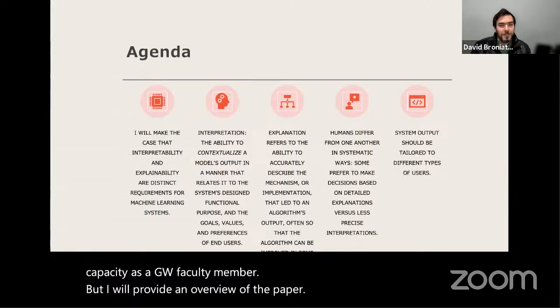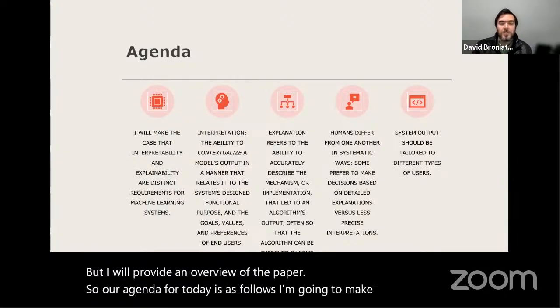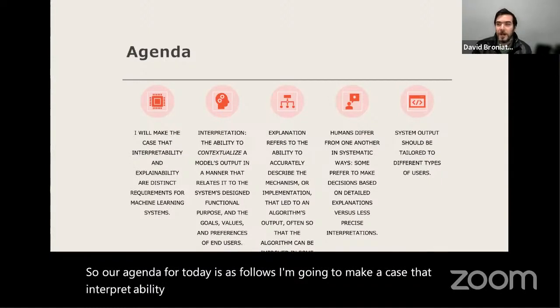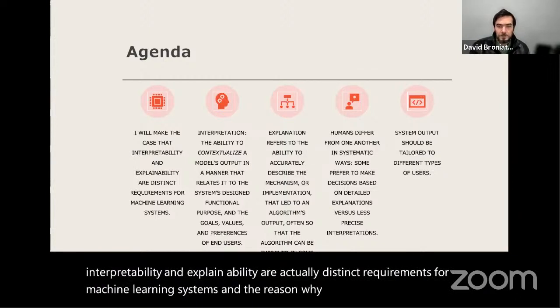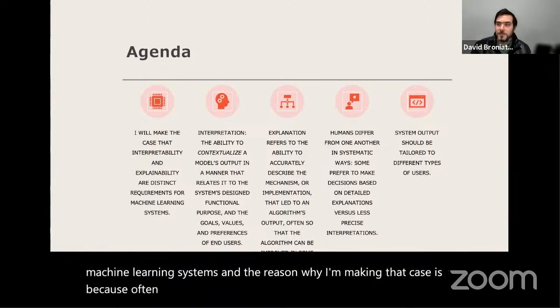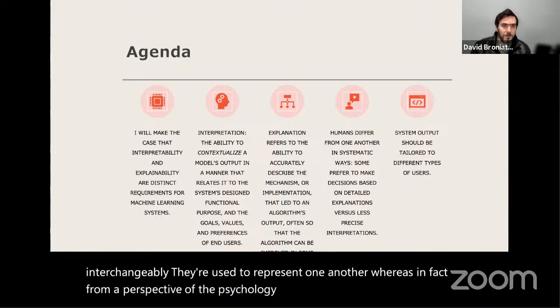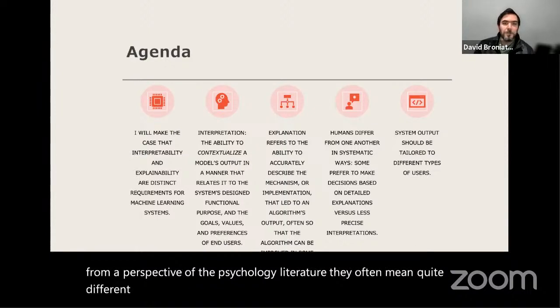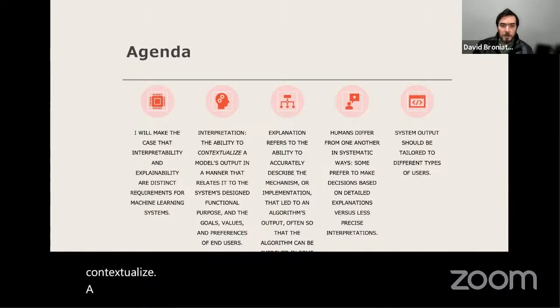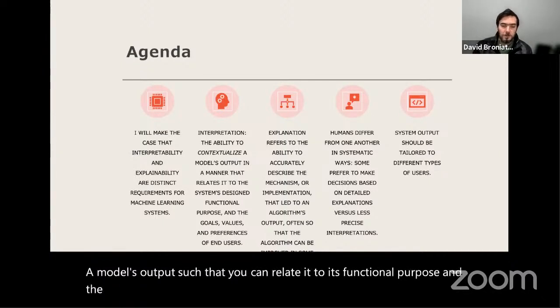So our agenda for today is as follows. I'm going to make a case that interpretability and explainability are actually distinct requirements for machine learning systems. The reason why I'm making that case is because often the terms interpretability and explainability are used interchangeably. They're used to represent one another, whereas in fact, from the perspective of the psychology literature, they often mean quite different things. Specifically, an interpretation is the ability to contextualize a model's output such that you can relate it to its functional purpose and the goals, values, and preferences of end users.